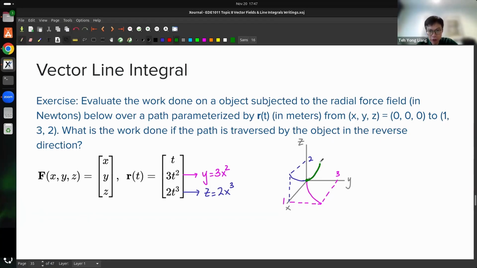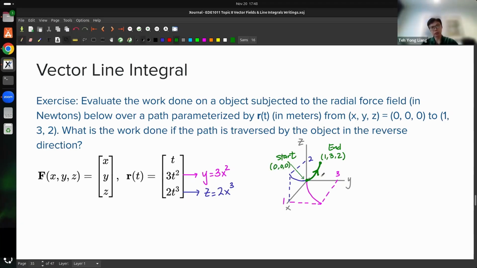So therefore, this is the start, this is the end point. So the curve maybe goes like that. What is this coordinate? The coordinate would be 1, 3, 2. Given so, this one is the end point. Then this one is the start point. The start point is 0, 0, 0, as you can see from here.